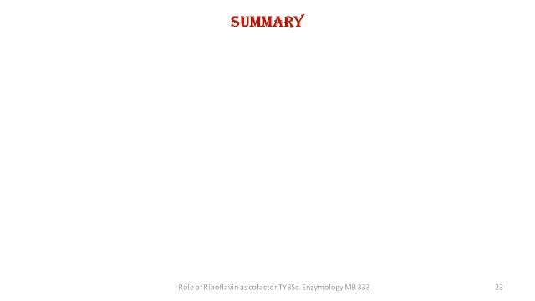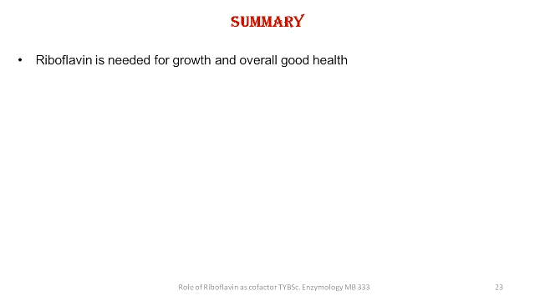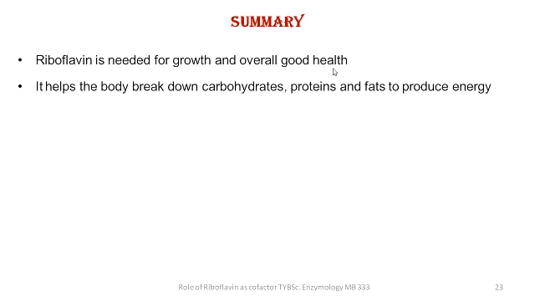Now, to summarize what we have studied in this lecture today, I think all of us have been very sure now that riboflavin is quite needed for growth and overall good health. It helps the body to break down the carbohydrates, proteins, and fats, and thus it is involved in a number of reactions in the body that are required to produce energy, that is ATP. And due to the lack of energy, obviously, we are going to be fatigued, we are going to be tired due to the lack of ATP released.